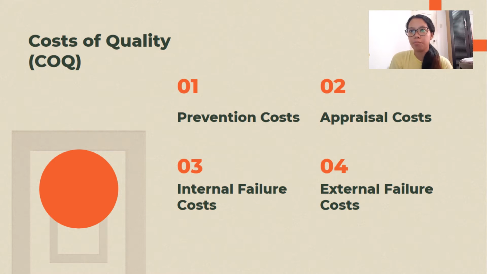to the specification. Third is internal failure costs. These are costs incurred on defective products before they are shipped to customers. And lastly, the external failure costs. These are costs incurred on defective products after they have been shipped to customers.